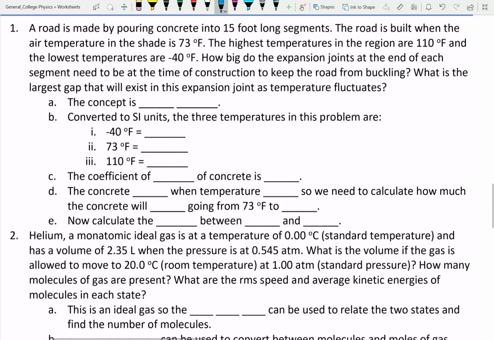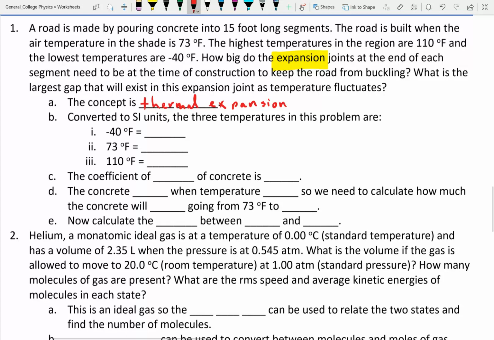So the first thing you're going to need to do is to identify what the concept is. So the concept here is that it's going to expand when you change temperatures. So that is the concept of thermal expansion. And I know I didn't give myself nearly enough space to write in my answers.